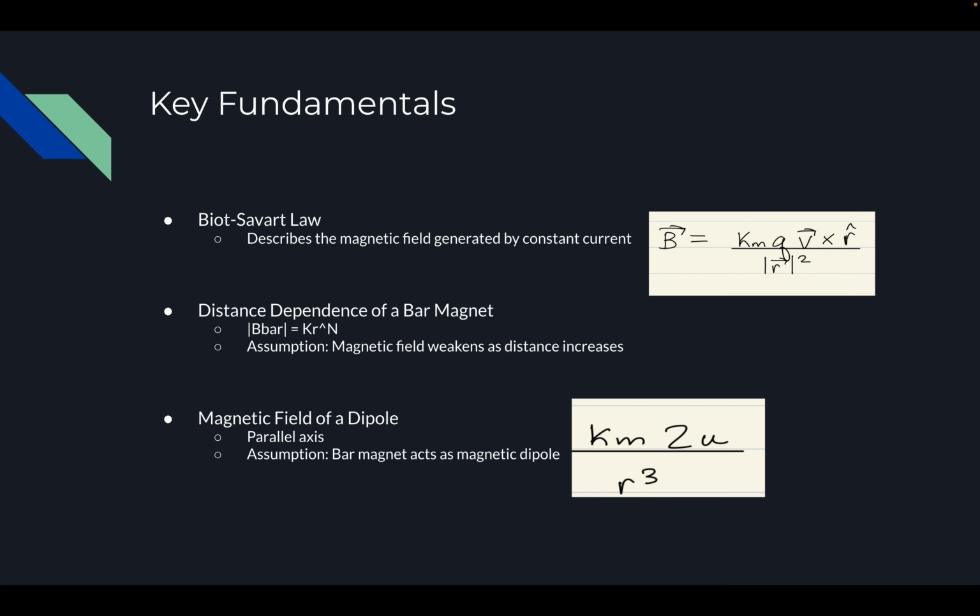Some key fundamentals before going further: the Biot-Savart law, which is this equation; the distance dependence of a bar magnet as well, which is the following equation, which leads to the assumption that the magnetic field weakens as distance increases. And then finally, a more familiar equation, the magnetic field of a dipole, which also leads to the assumption that the bar magnet acts as a magnetic dipole.